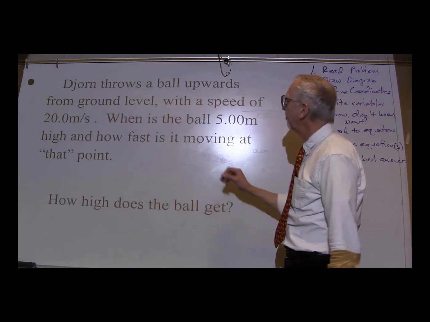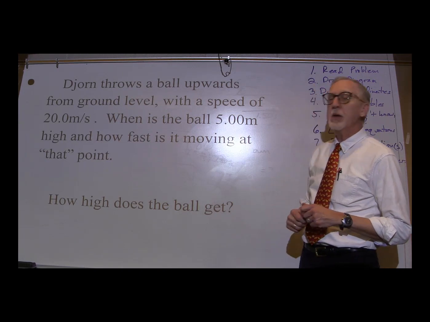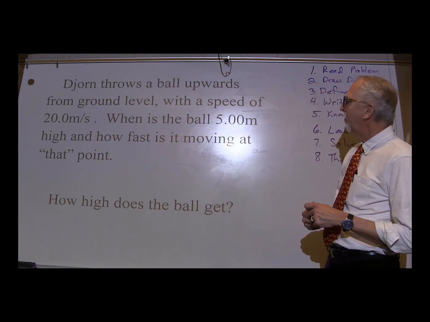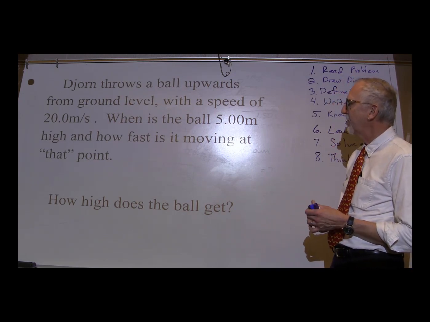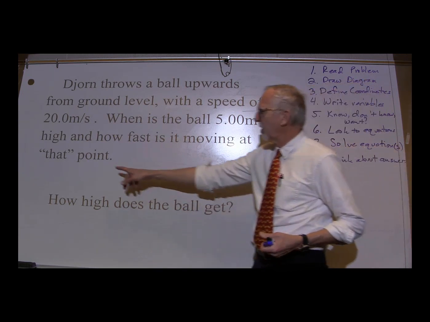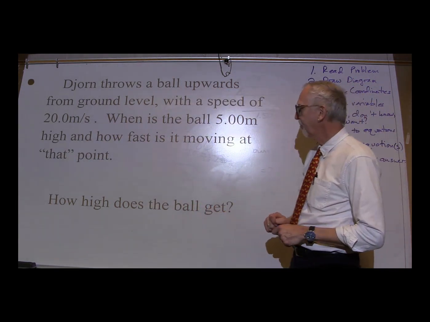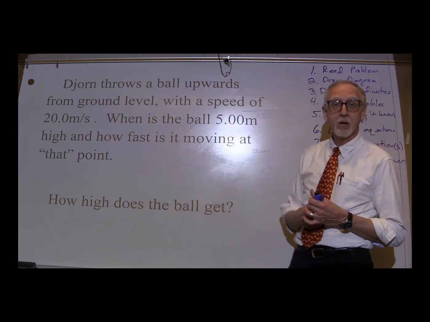All right, another problem. Jordan throws a ball upwards from ground level with a speed of 20.0 meters per second. When is the ball 5.00 meters high, and how fast is it moving at that point? For some reason, that is in quotes. We'll see why shortly. And then we actually have a follow-up question. How high does the ball get?